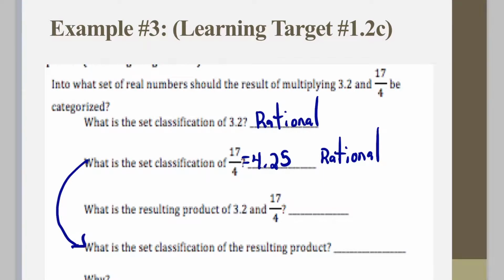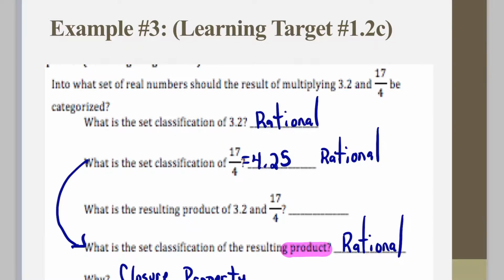Skipping once again, finding the result, we can just determine the set classification of the resulting product, referring to the result of the multiplication, the product of a rational number and a rational number. They are both contained in the same set. We can conclude that the result will also be contained in that set of rational numbers, and that is because of the closure property.